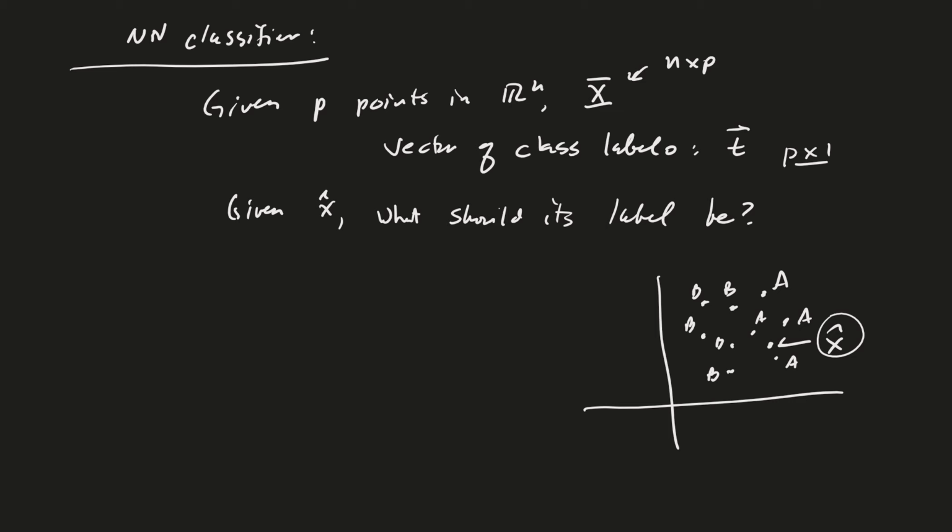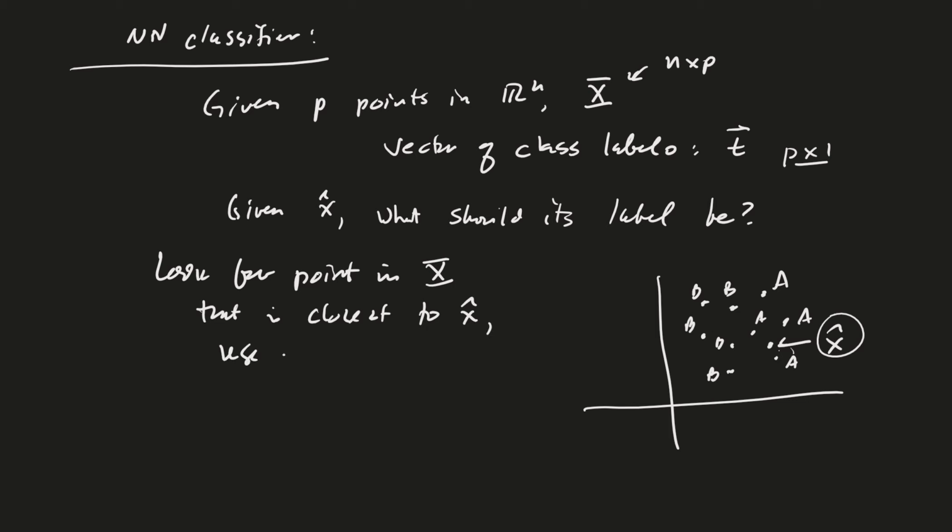Alright, so by the name, of course, you know how we're going to do this. For the nearest neighbor classifier, we're just going to look for the point in the matrix X that's closest to x hat and use its label for the new point. Easy. Good. That is the nearest neighbor classifier.